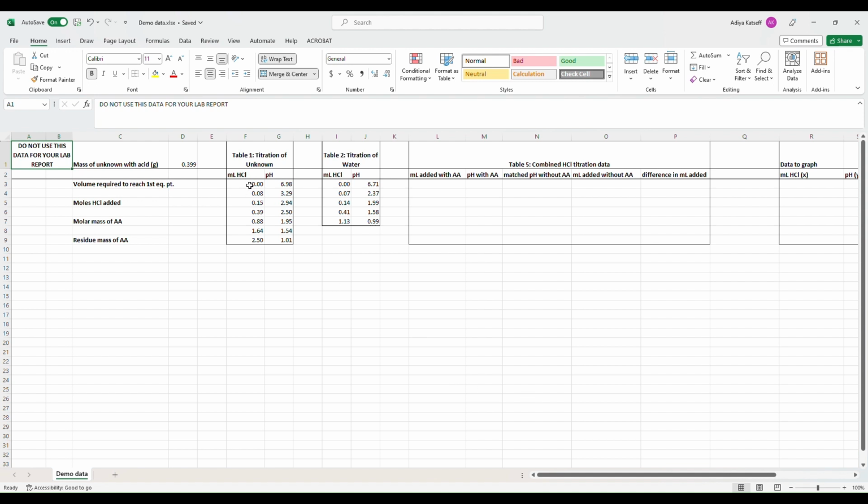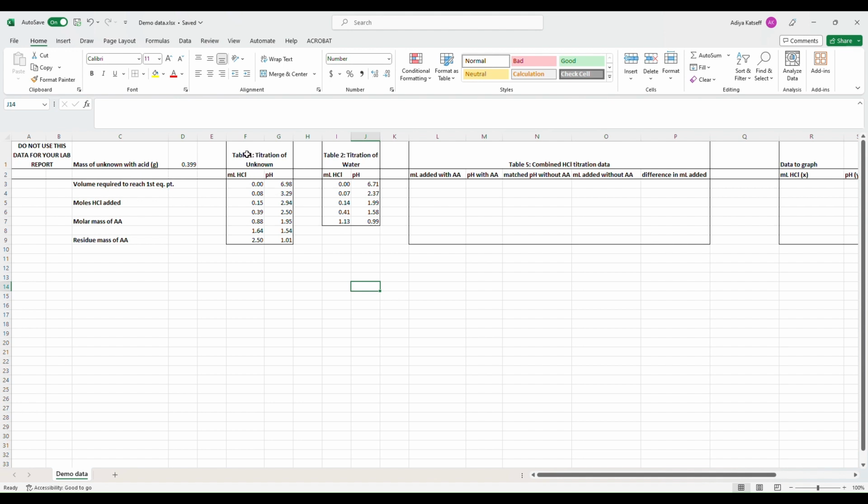So here I have some made up data that will help us find an amino acid, and I'll walk you through those calculations just for the acid part of our titration, the HCl. You will also be adding in the titration data with the NaOH, but that you do in a very similar way to the way we do the HCl data. So I'm just going to show you this half, and we'll go from there.